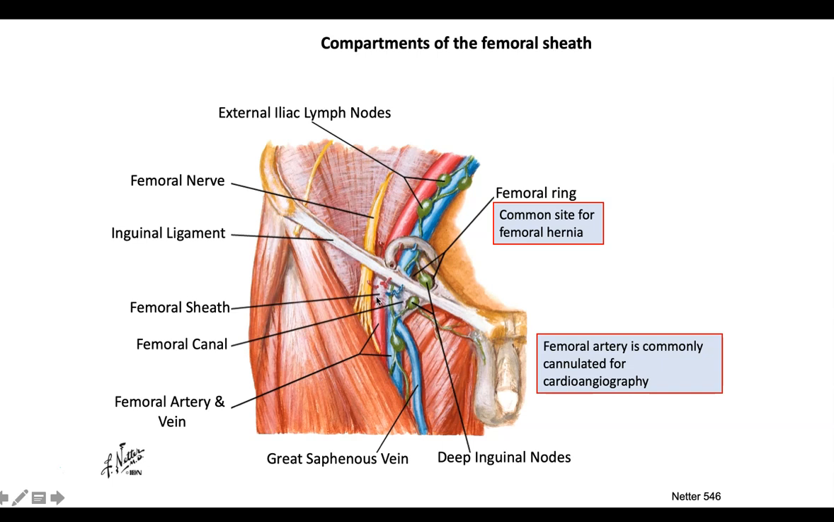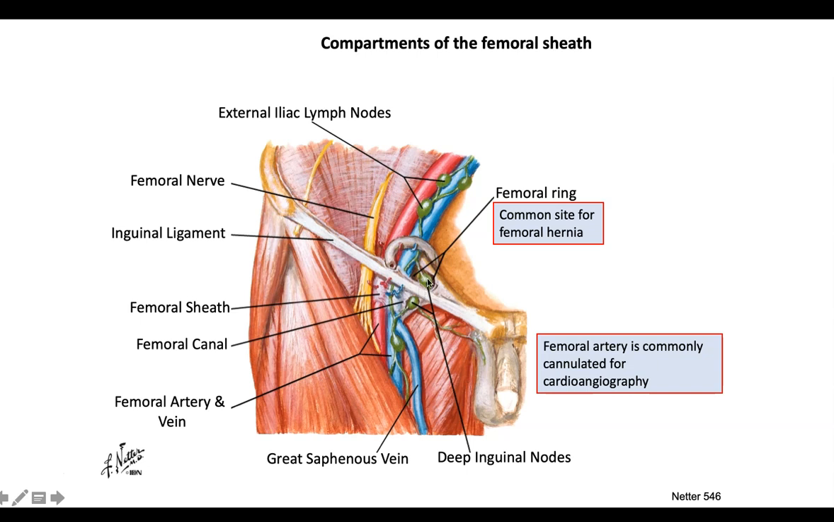So, the important thing is that the femoral nerve is not within the femoral sheath. The femoral nerve is lateral to the femoral sheath. The femoral canal has an opening towards the abdominal cavity. See, above the inguinal ligament, this is the abdominopelvic cavity. So the femoral canal has an opening towards the abdominopelvic cavity that is called the femoral ring.